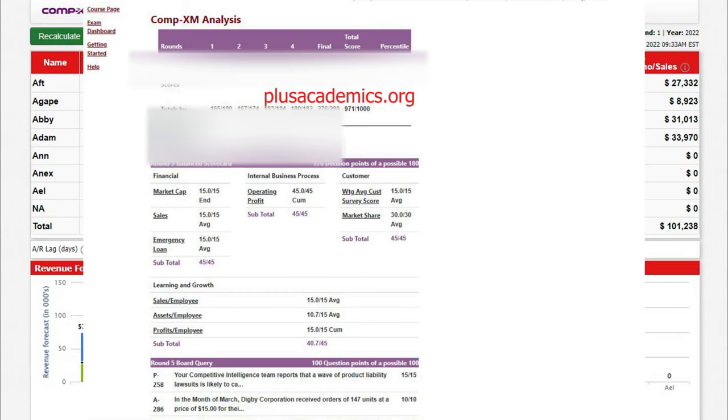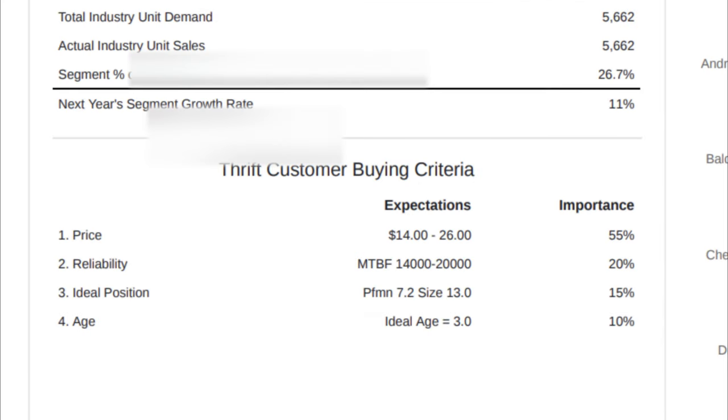So in this section, we are going to do comp exam recap. In short, we are going to revisit what customers need in each market segment, and we are going to analyze how we have been able to use this information to make decisions from comp exam round 1, comp exam round 2, comp exam round 3, and comp exam round 4.